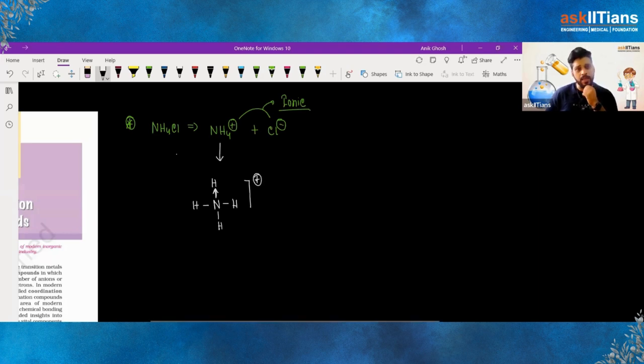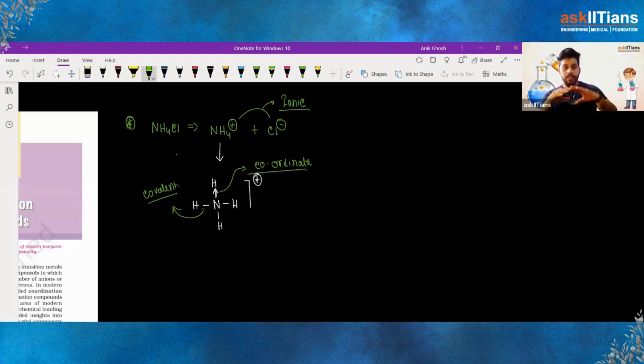Now in this NH4 plus, how many types of bonding do you see, guys? This particular bond is a covalent bond, and this particular bond is a coordinate bond. What I'm trying to tell you is that when we are talking about coordination chemistry, don't think that the entire molecule would be only coordinate bonds. That's never going to happen. There'll be more than coordinate bonding present in there. This is something we have to keep in mind. Now the question comes: what is a coordinate covalent bond, and why do we call it coordinate covalent?